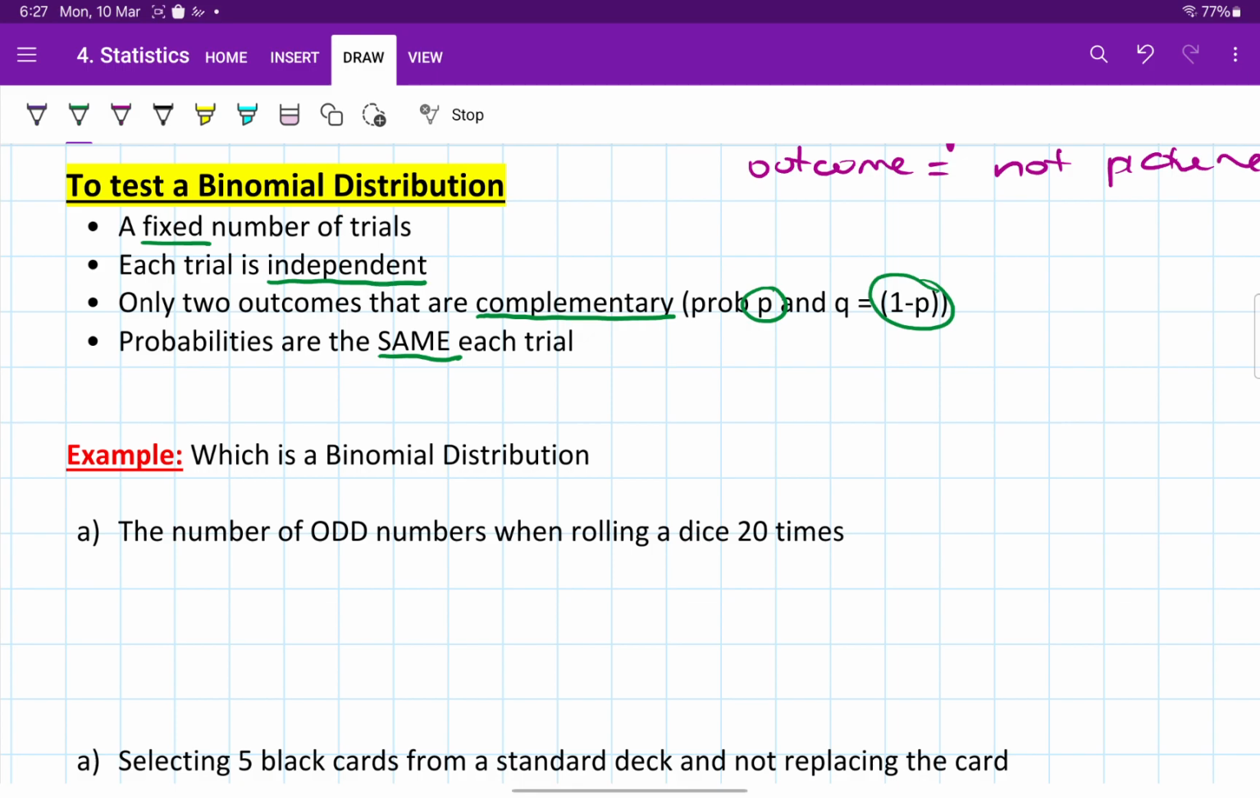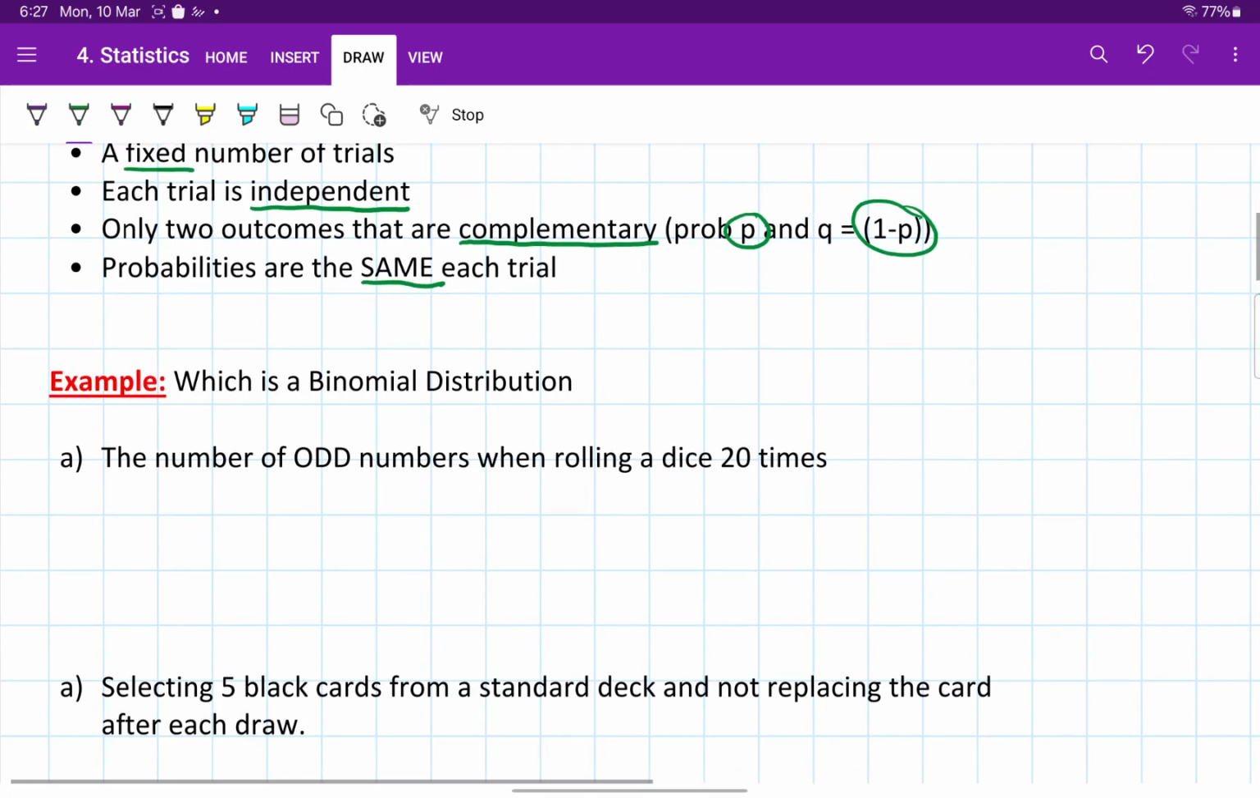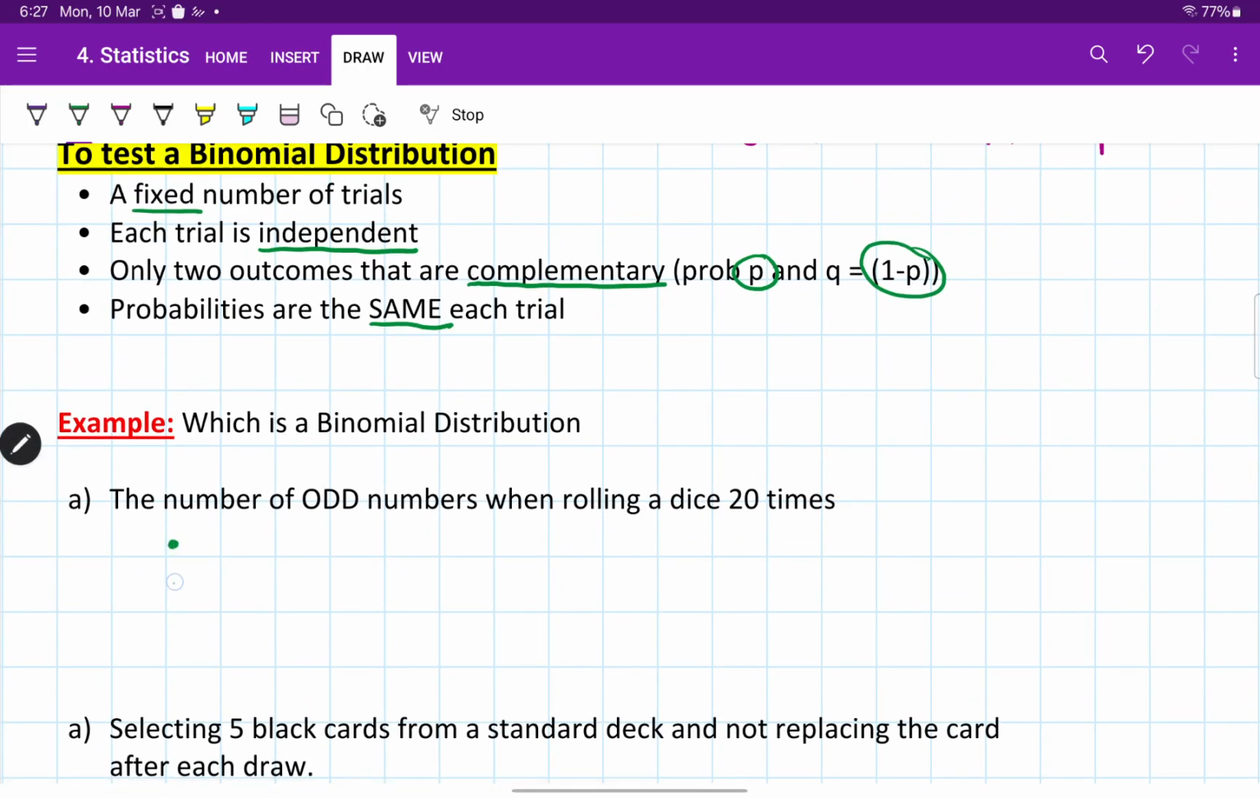Okay, so let's have a little look here. Let's go through our checklist. 1, 2, 3, 4. Okay, there are a fixed number of trials. So we have the number of odd numbers when rolling a dice 20 times. Okay, so what is the trial that's happening here? We are rolling a dice 20 times. So we have 20 trials. That's a fixed number of trials. So tick, tick, first one's done.